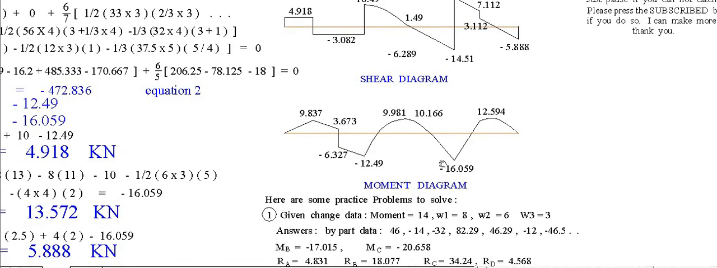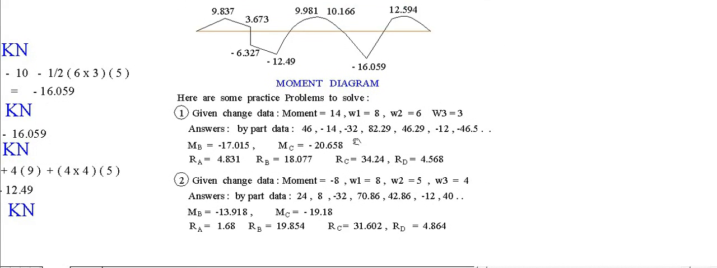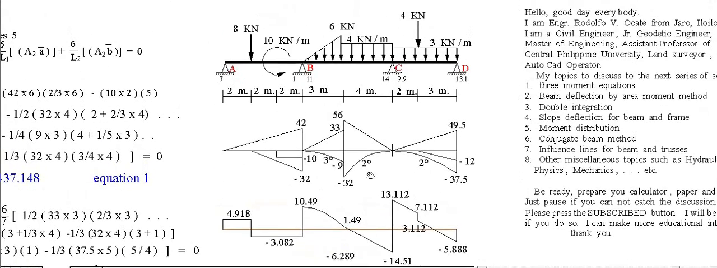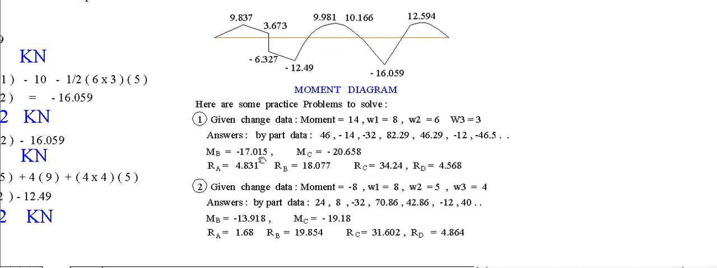Okay, to challenge you to solve a different one, I give this sample problem. Given the moment of 14 instead of 10, the moment must be 14. Then the three loads, W1 is 8, W2 is 6, W3 is 3. Then drawing the moment by parts, we have these values. Be sure to check first before you proceed to the equation. Check this first, then the moment answers for that MB, MC, then RA, RB, RC, RD.